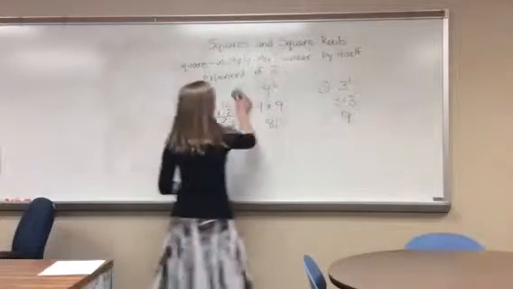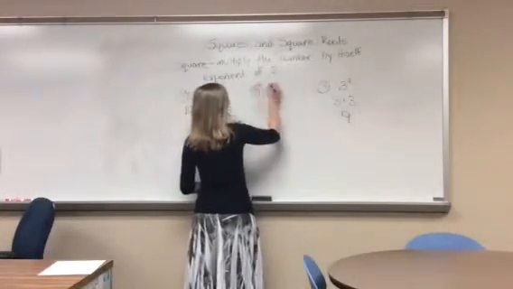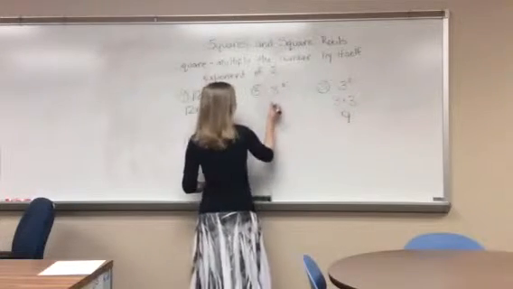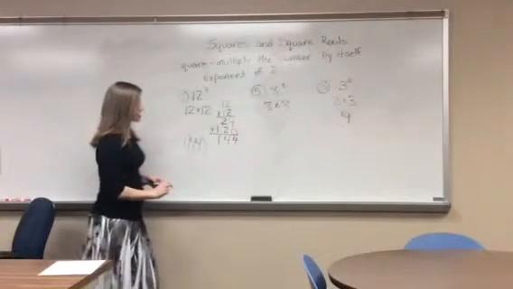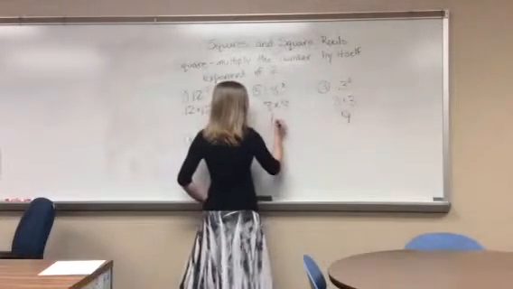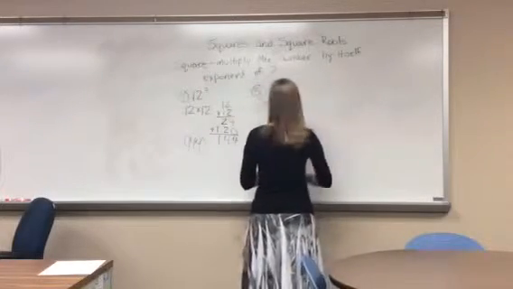All right, for number 5, we have 8 squared, which tells us to multiply 8 by itself. So 8 times 8, and 8 times 8 is 64. Okay, and last one that we'll do together, number 6.